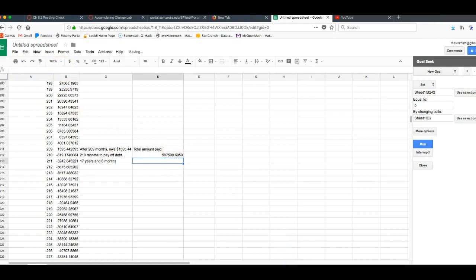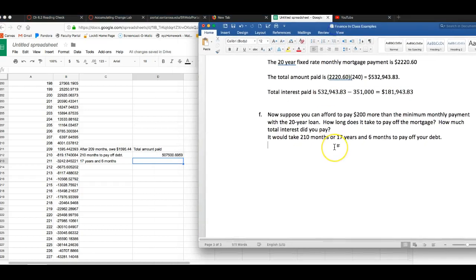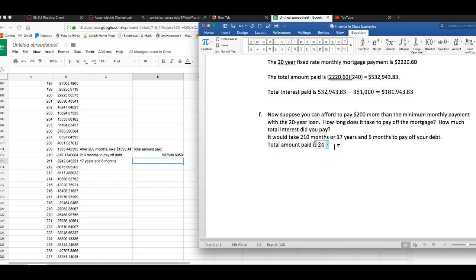Here we go. So let me summarize what I just did right there. The total amount paid is, you paid $2,420.60, and you actually paid that 209 times. So right here, 209 times, you owe $15.95, and then you had to pay your last month's payment, which is smaller, $15.95.44, and that's going to equal $507,500.70. This would be how much total you paid.